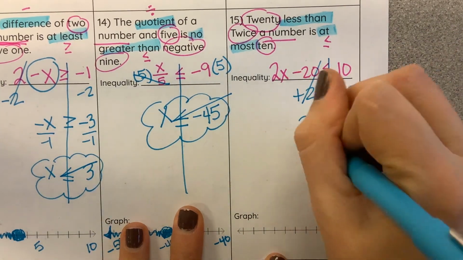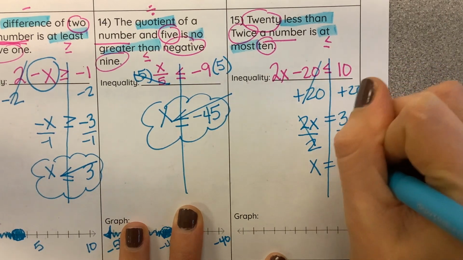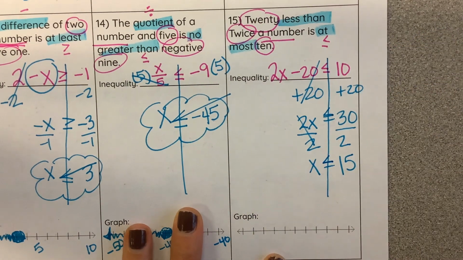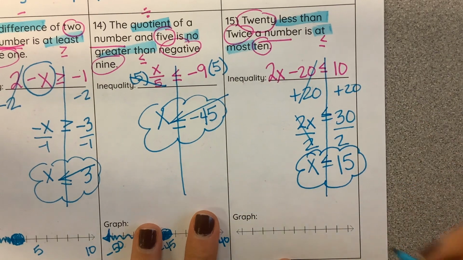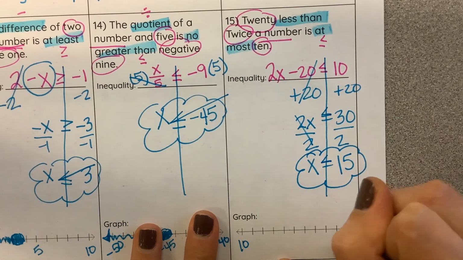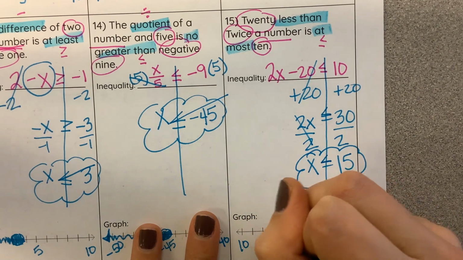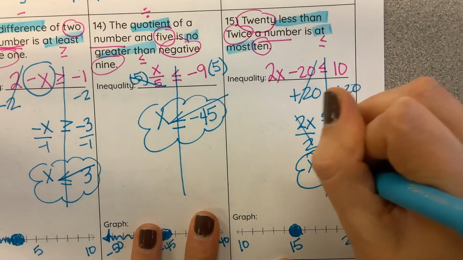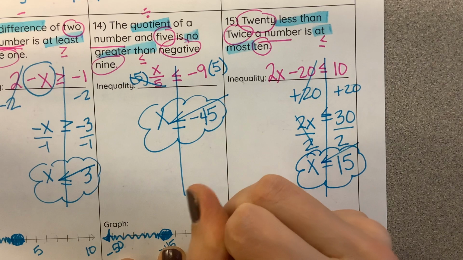X is being multiplied by 2. The opposite is to divide each side by 2. And we get x is, whoops, that should be less than or equal to 15. It was divided by a positive, so our sign stays the same. 15 falls between 10 and 20. 15 is right here. It has an equal to part, so we're going to shade that in. Our arrow's pointing to the left, so I'm going to shade to the left.